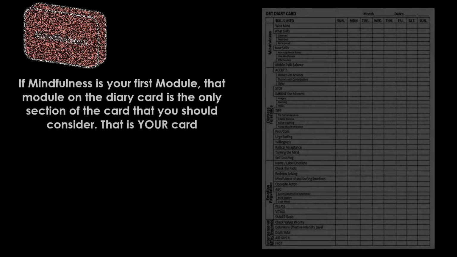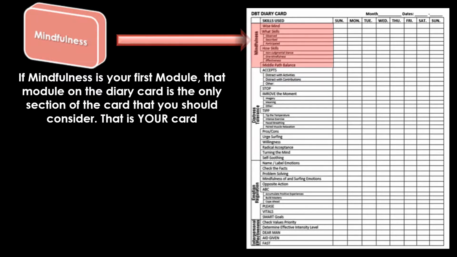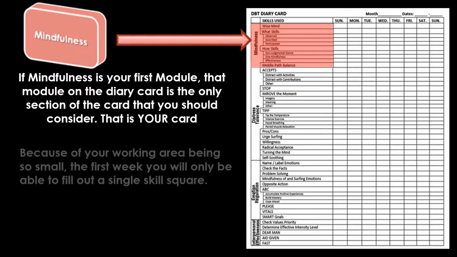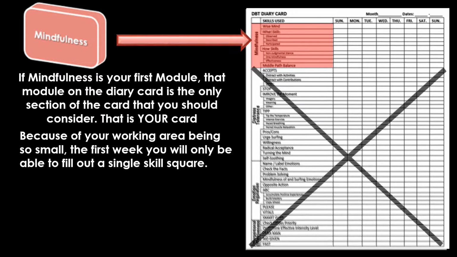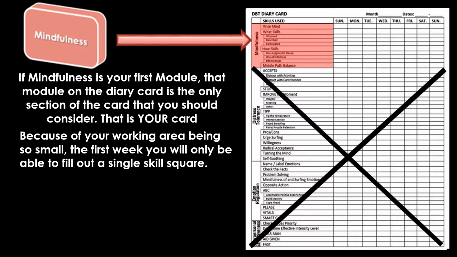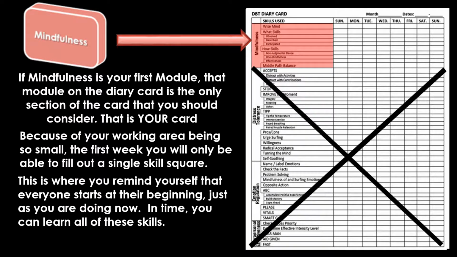If mindfulness is your first module, that module on the diary card is the only section of the card that you should consider. That is your card. Because of your working area being so small, the first week you will only be able to fill out a single skill square. This is where you remind yourself that everyone starts at their beginning, just as you are doing now. In time, you can learn all of these skills. It is worth the patience.